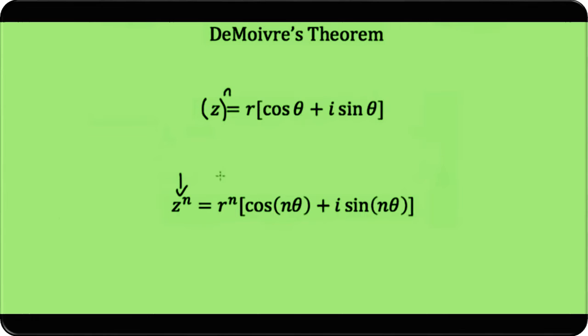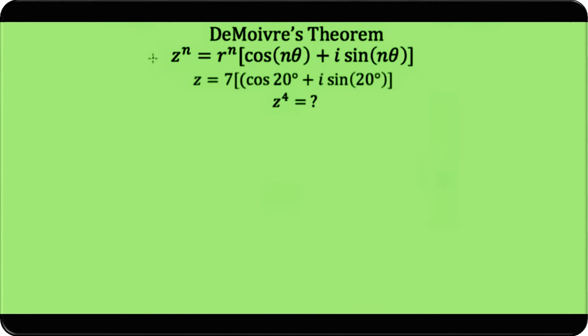that's the same as r to the n power, and then the n comes inside our cosine and our sine, and we're just multiplying our angle by n, so it is the cosine of n times theta plus i times the sine of n times theta. So again, let us practice this here.